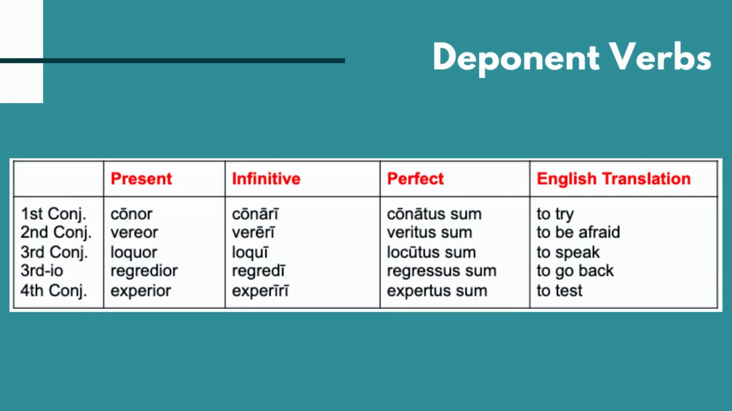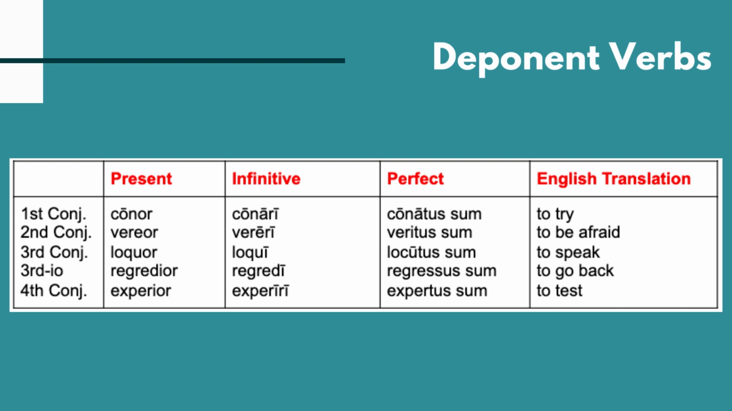So this is a chart showing you what they look like for each conjugation. Down the left-hand side of this column, you can see first, second, third, third io, and fourth. And then we have the present, the infinitive, the perfect, and the English translation. Again, you have conor, conari, conatus sum, to try. Down at the bottom, fourth conjugation, the infinitive is experiri. The iri tells you it's fourth conjugation. For third and third io, the long I, remember when we do a passive infinitive, we drop the ere and make it a long I. That's what they're using here.